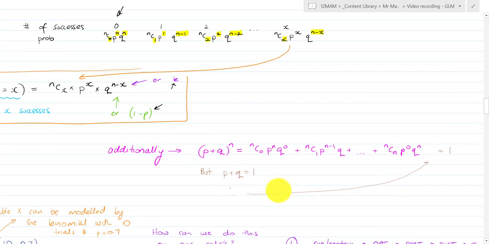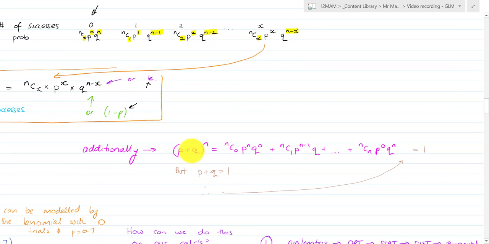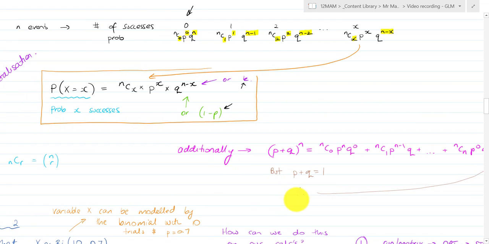Additionally, here in pink and brown, you'll see that (p plus q) to the power of n equals this expansion. That's how binomial expansions work. And p plus q add to give 1. So that expansion equals 1, and all probabilities add up to 1, which is a really nice result and brings the whole topic together, and something for you to think about.